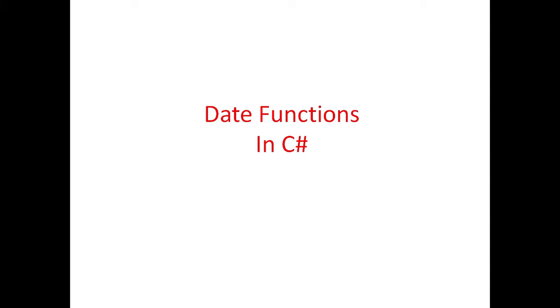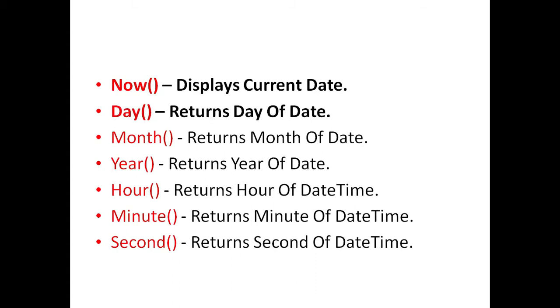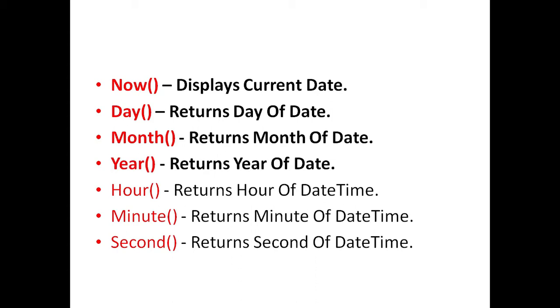Here we will see date functions in C#. First is Now, which is used to display the current date. Day function returns the day of a date. Month function returns the month of a date. Year function returns the year of a date.